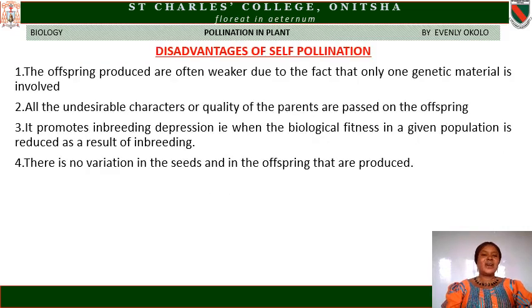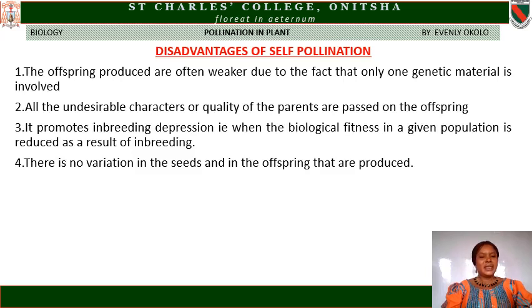Now, let us see the disadvantages of self-pollination. Number 1, the offspring produced are often weaker due to the fact that only one genetic material is involved. There is no mixture of genes there. Then number 2, all the undesirable characters or qualities of the parents are passed on to the offspring.